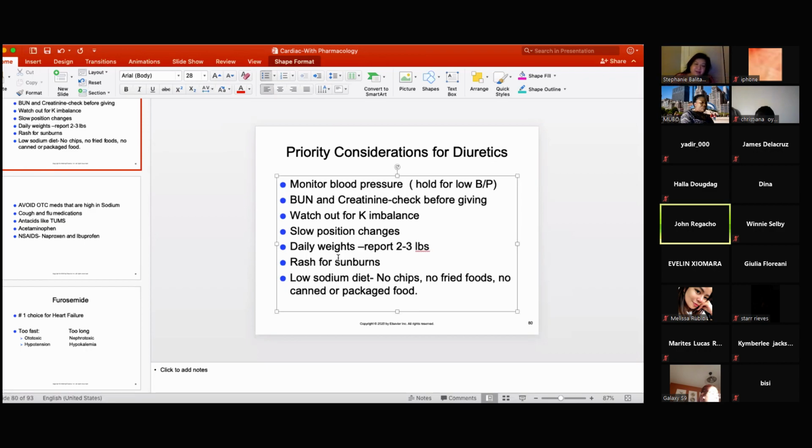Miss Stephanie, I have a question. When you do the daily weighing of the patient, you report a gain of 2 to 3 pounds. Is that what you're trying to say? Okay. Right away. Right away.